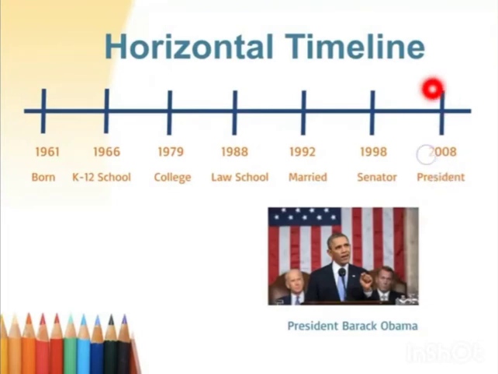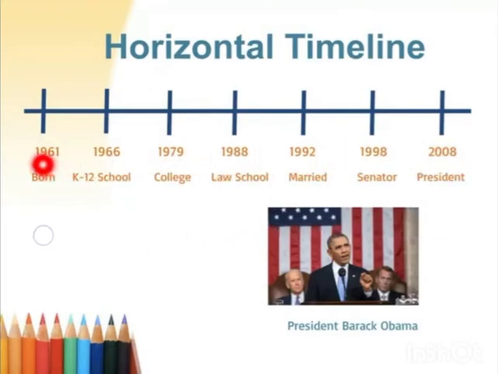Okay, so again we can see here, this is the timeline of the President Barack Obama of USA. Now, what happened? He was born. When did it happen? In 1961, and so on. What happened? K-12, so means he went to school. When? 1966. Okay, so you can see the events that have happened have been mentioned, and the year in which they happened have also been mentioned.